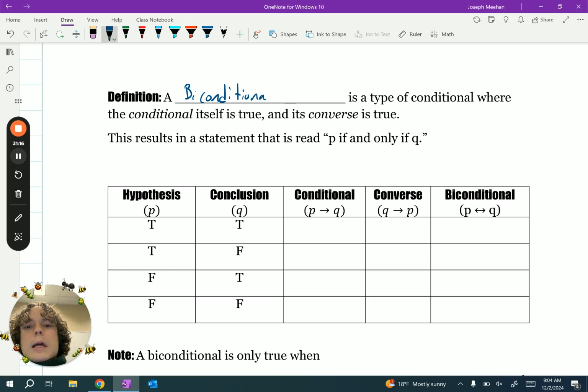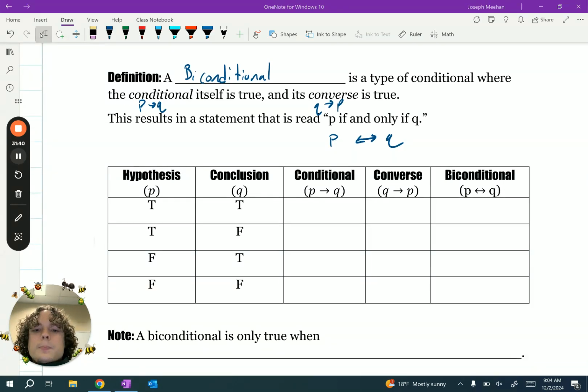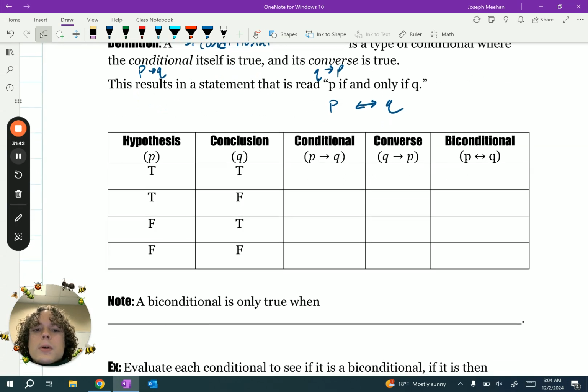A biconditional is a type of conditional where the conditional itself is true, so the if P then Q is true, and its converse is true. That's the if Q then P, all right? This results in a statement that is read P if and only if Q. And you can write this as an arrow going both ways between the P and the Q, just like that. And we're going to fill in this truth table here.